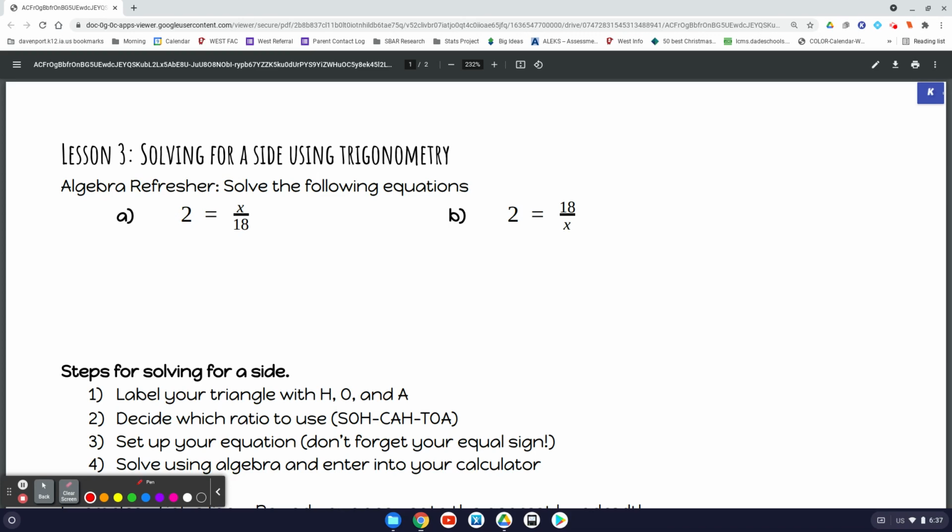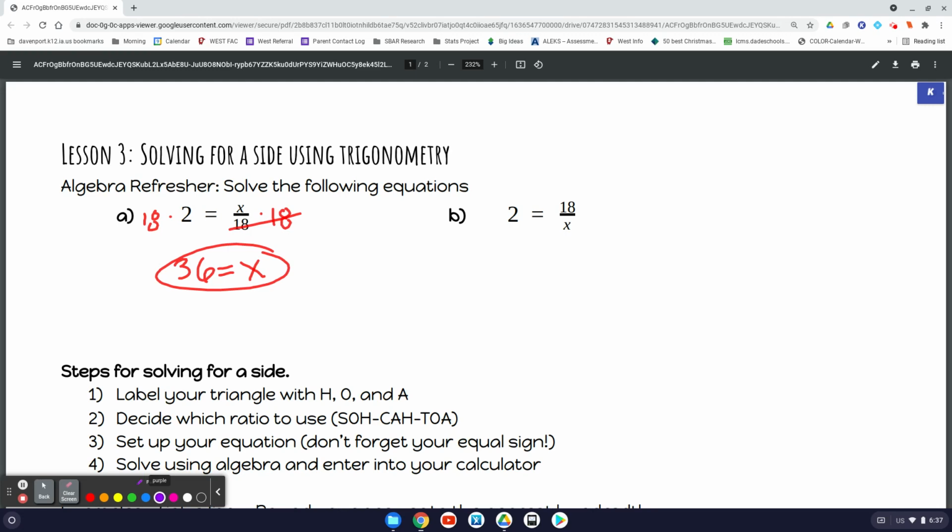So if we look at A, we have 2 equals a fraction. Well, I don't like fractions, so I'm going to undo that fraction. To undo fractions, we're going to multiply both sides by the bottom. So I'm going to multiply both sides by 18. So that's gone. Then I have 18 times 2, which is 36, equals our top, x. Well, x is by itself then, so we're done.